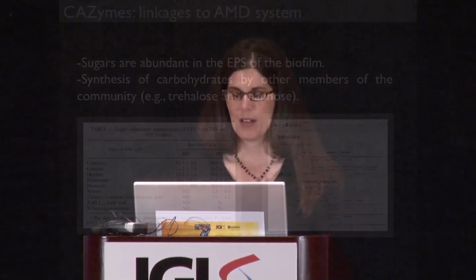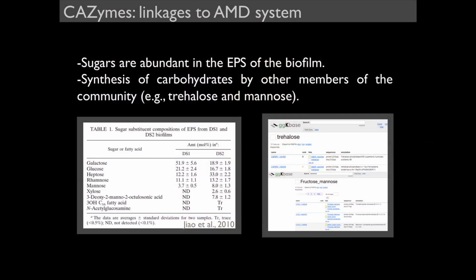We can also use the genomic data that we have from the other community members in the biofilm and see who's making these sugars. For instance, we can see that some of the archaea have the genes to make trehalose and mannose, and that Leptospirillum, the dominant bacteria, likely produces cellulase. So together, we're starting to get a bigger picture of who's making the sugars in the biofilm, the composition of the EPS in the biofilm, and then the fungi that are able to act on these sugars and break them down.